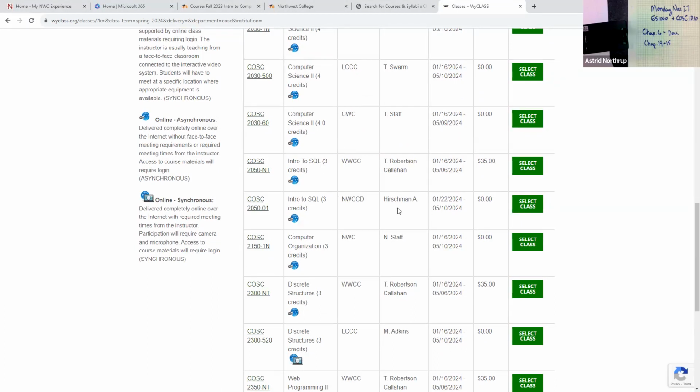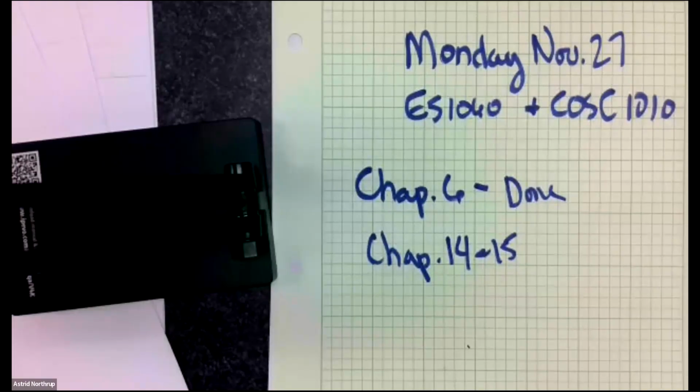And that will be taught by Hirschman at Northwest Community College District. It's also taught through Western Wyoming Community College by Tammy Robertson, who is fantastic. But there's an easier registration process for 2050. So if you're signed up for Computer Science 2150, you'll be getting an email about that later on today, I hope. But everything else will remain the same.